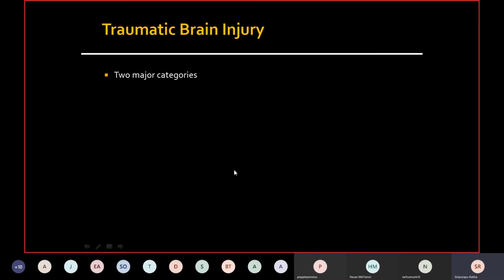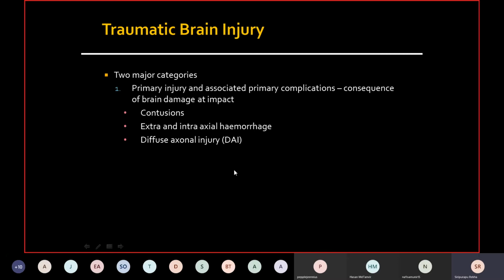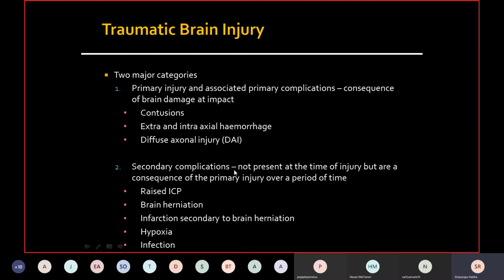Now, there are 2 major categories when we talk about traumatic brain injury. First is the primary injury and the associated primary complications. This is a consequence of brain damage that is happening at impact. The manifestations are contusions, intra and extraaxial hemorrhage, and diffuse axonal injury. The second is the secondary complications, which are not present at the time of injury, but are a consequence of the primary injury over a period of time. And these are very important as well.